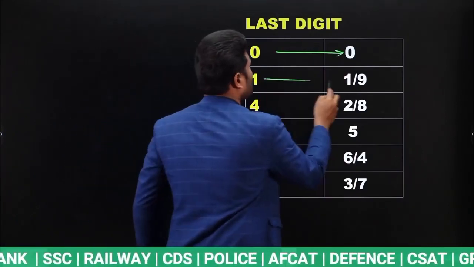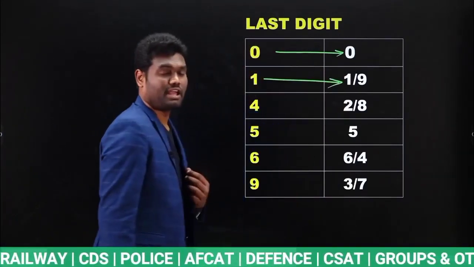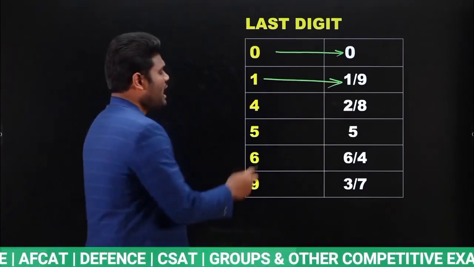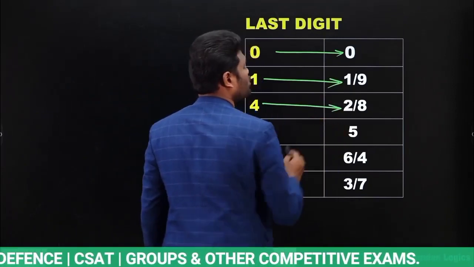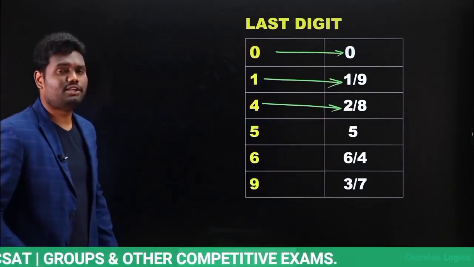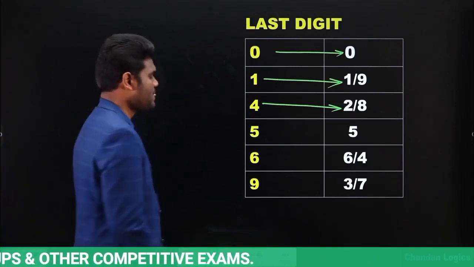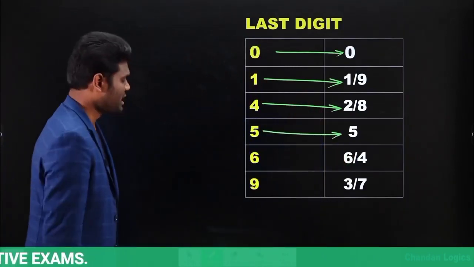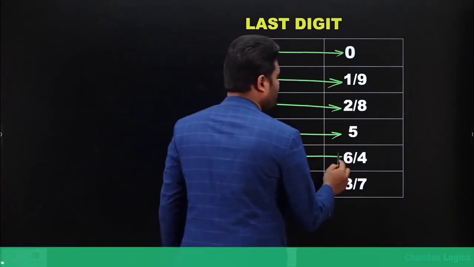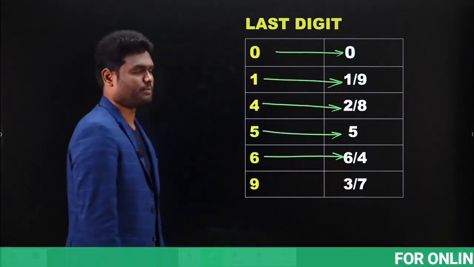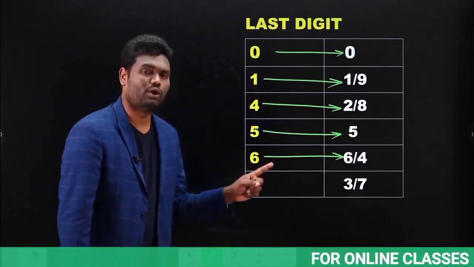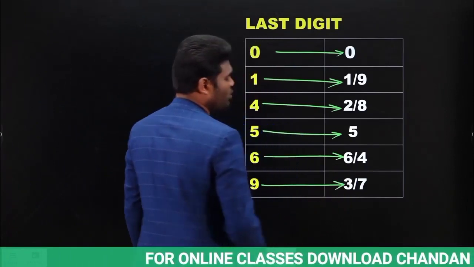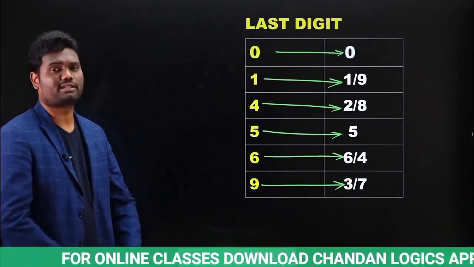Next, last digit 1, you will get at 1 or 9. That is what we have discussed now. Last digit 4, you will get at 2 or 8. Last digit 5, you are going to get only at 5. Last digit 6, you are going to get only at 6 or 4. Last digit 9, you are going to get only at 3 or 7.